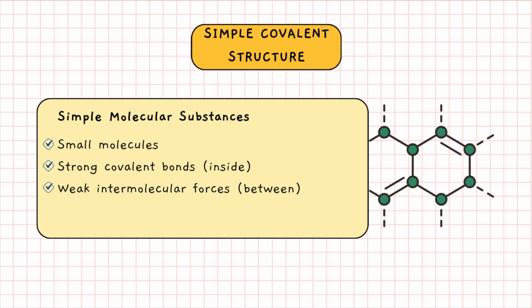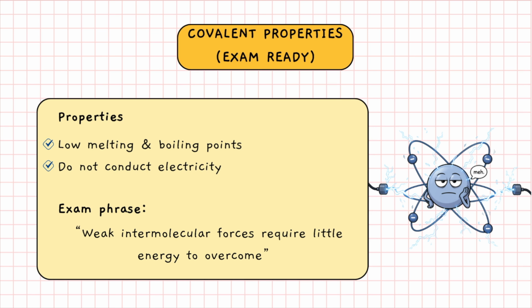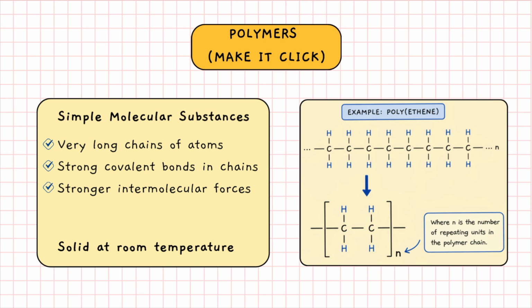Simple molecular substances are made of small molecules. They have strong covalent bonds within each molecule, but only weak intermolecular forces between molecules. When these substances melt or boil, you are only overcoming the weak intermolecular forces. That's why they have low melting and boiling points. Polymers are much larger molecules made from long chains of atoms. Because they're bigger, the intermolecular forces are stronger, so they are usually solids at room temperature.